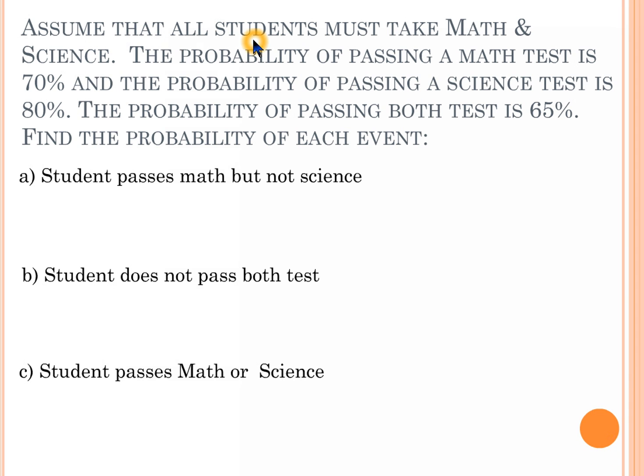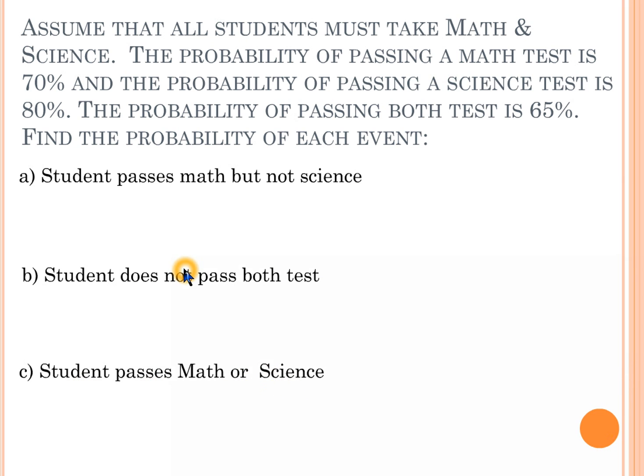Assume that all students must take math and science, which is good. The probability of passing a math test is 70%, and the probability of passing a science test is 80%. The probability of passing both tests is 65%, and I want to find the probability of each event. So I have 3 situations. A student passes math but not science. A student does not pass both tests. And finally, a student passes math or science.